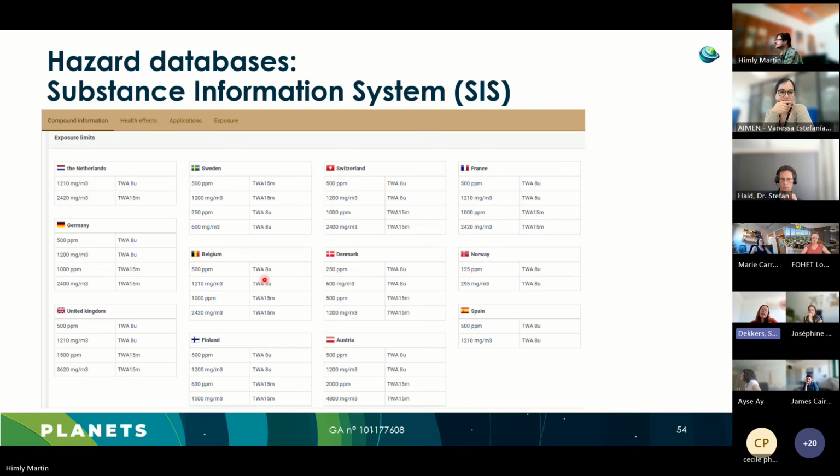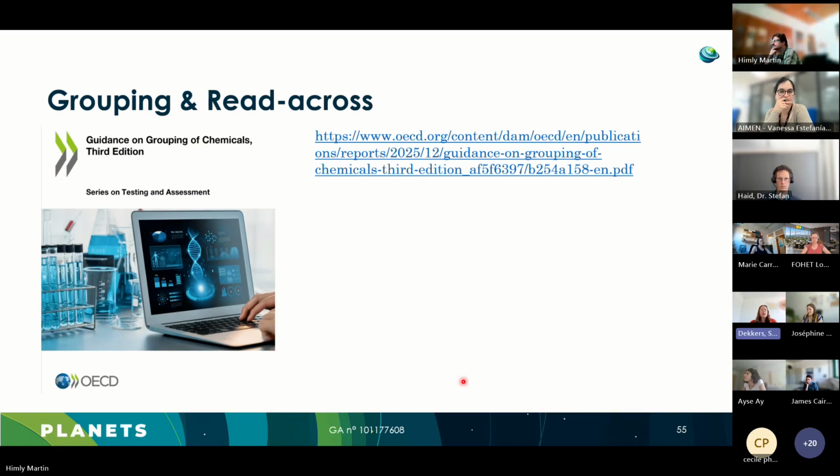Please move on. This information you can also look up in the SIS system. It's under the compound information when you scroll all the way down, and here you see they differ from country to country. And sometimes we do have EU ones, but some countries want to be stricter, so they might diverge from that. So you can look this up, and these are actually exposure limits, which are the exposure limits you should not exceed at the workplace. So you move on, please.